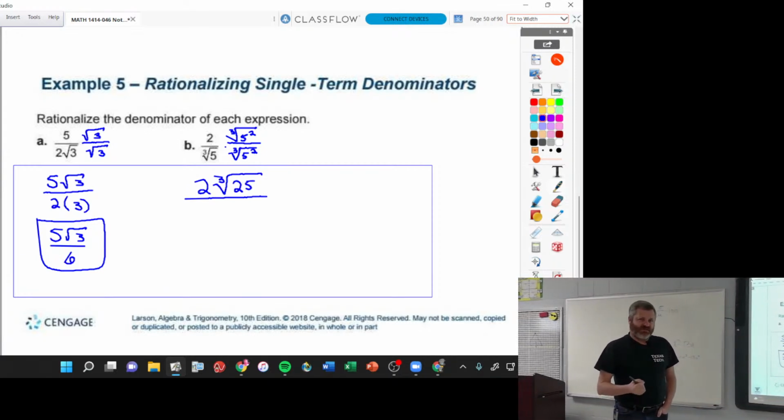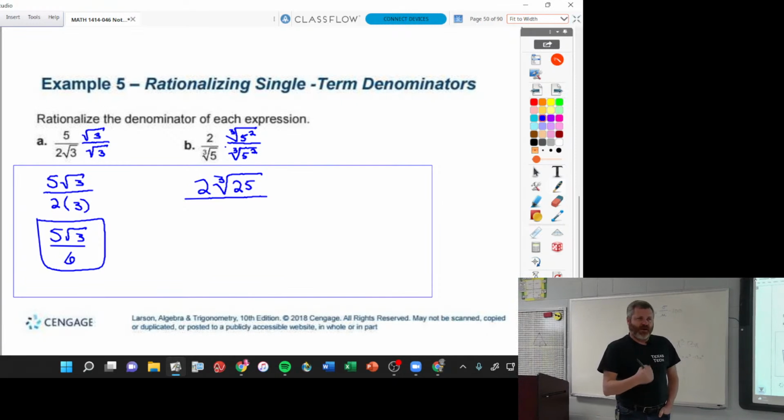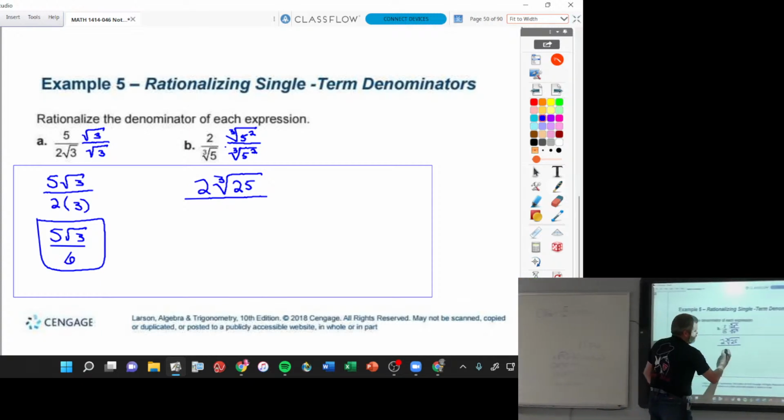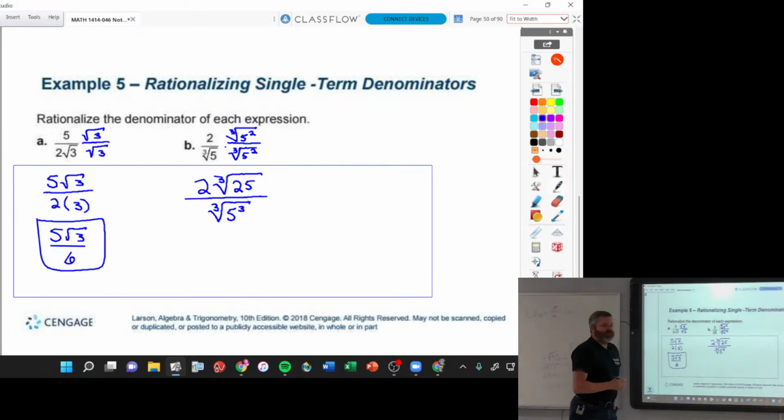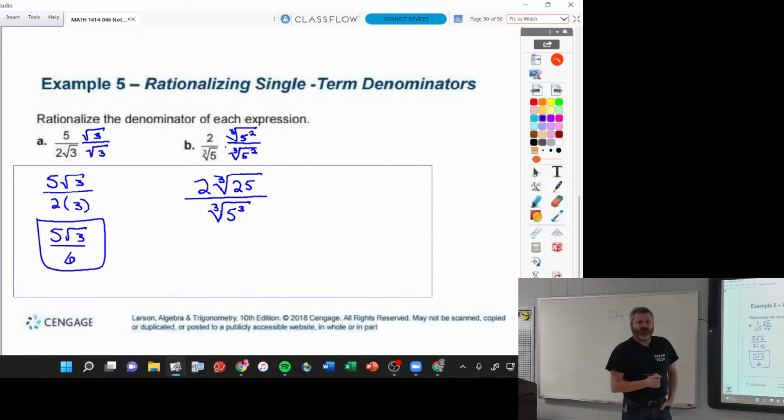My bases are the same. They're both 5, so when the bases are the same, you add the exponents. The exponents are 1 plus 2, which is 3. And so I'm going to go ahead and write it that way. My denominator is the cube root of 5 cubed, and you can see that the cube root of 5 cubed is simply 5.